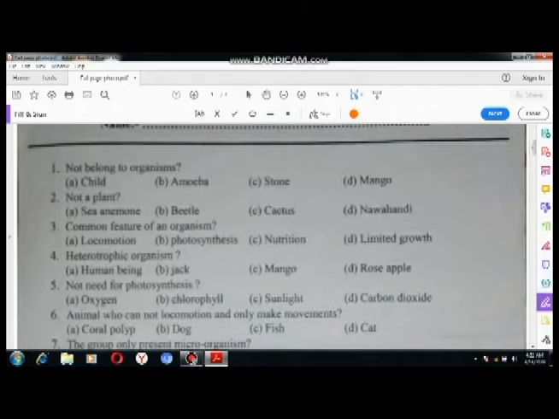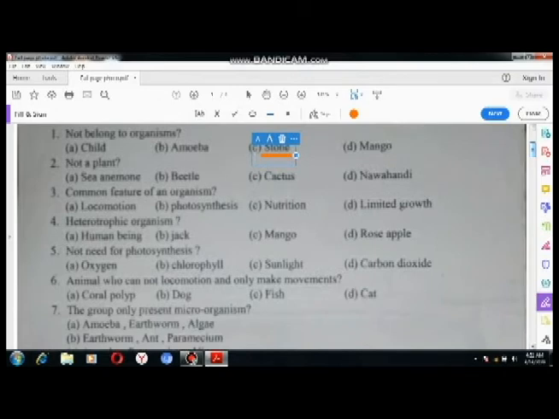So answer is C. Second question: not a plant. Beetle, cactus, navahandi are the examples for plants. But sea anemone is an animal. So answer A.